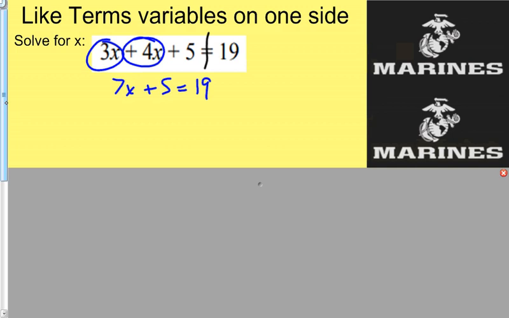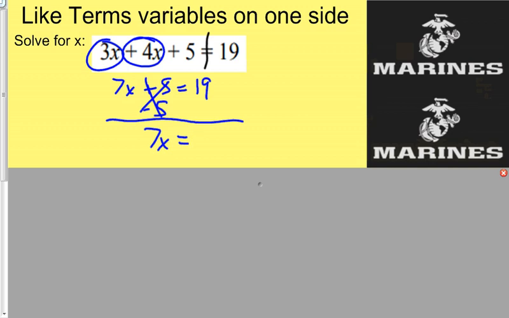So how do we go from there? We have 7x plus 5 equals 19. Well, we have to get rid of the 7 and the 5, and we want to get rid of the one that's not attached to the variable first. That would be the plus 5, and the inverse of plus 5 is -5. That'll cancel it out, since those are opposites. So we have 7x left over.